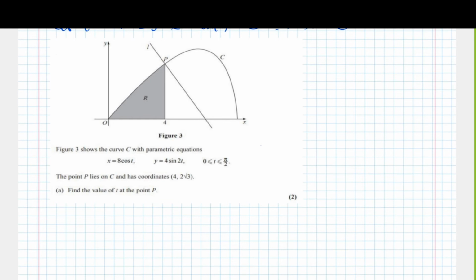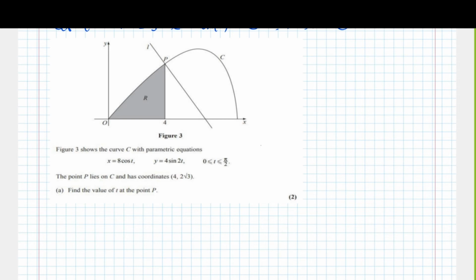There we go. So figure 3 shows the curve C with parametric equations x equals 8 cos t and y equals 4 sine of 2t, where t takes values between 0 and 2 pi over 2. The point P lies on C and has coordinates 4, 2 root 3. Find the value of t at the point P. 2 marks, so there must be more to it than just doing an inverse cos.